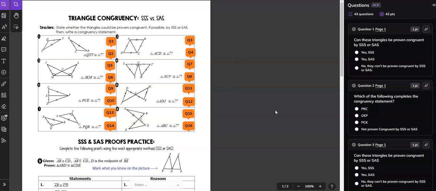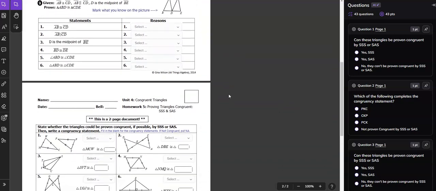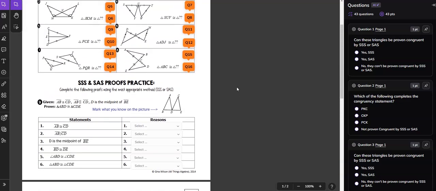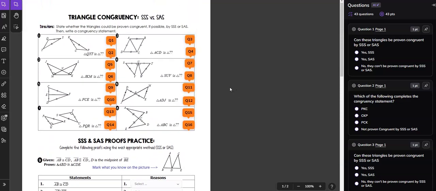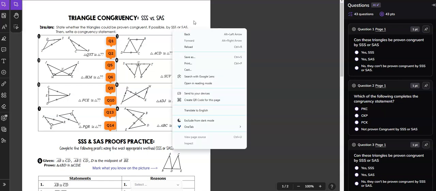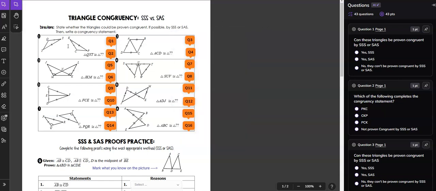So the first part of this, I'm only going to do the first page with you. The second page you're going to do on your own, but I am going to go over how to do it. So let's do questions number 1 through 8 here. You'll notice there's 16 questions on the sides, 2 questions per problem. It says state whether the triangles can be proven congruent, if possible, by side angle side or side side side. Then write a congruency statement. So this is all going to be multiple choice for you.